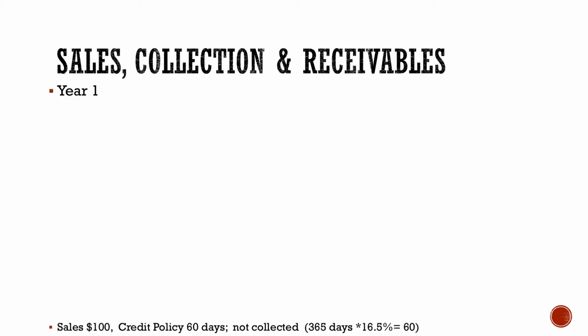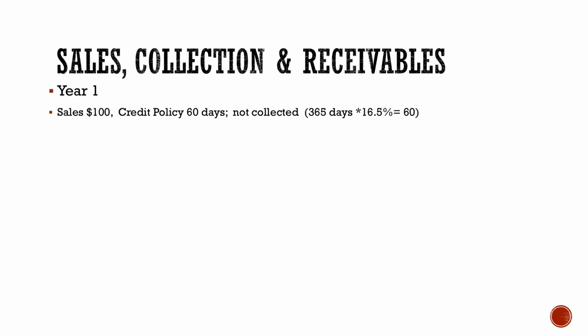Let's see the examples. You are in year number one. In year number one, you have sales of 100. Your credit policy is 60 days. The 60 days is 16.5% of a year. If you calculate 16.5% times 360 days, you have 60, pretty near. Okay, for 60 days you are not collecting, because the last 60 days of sales you will not collect, because you have a credit policy of 60 days.